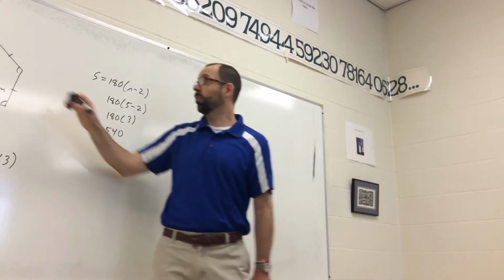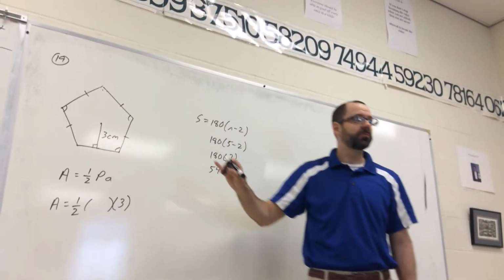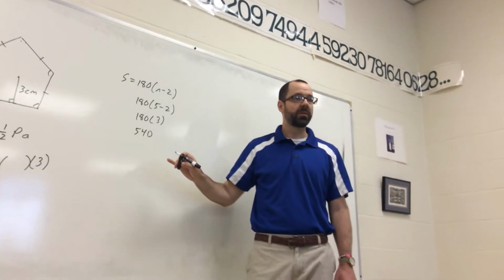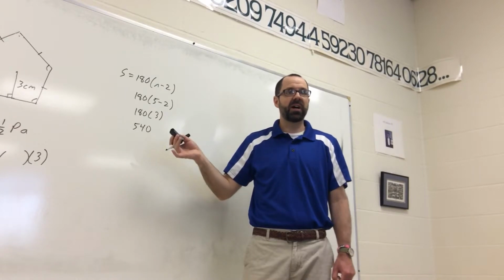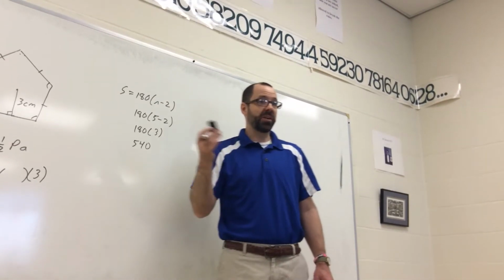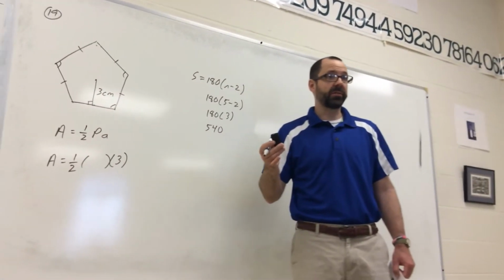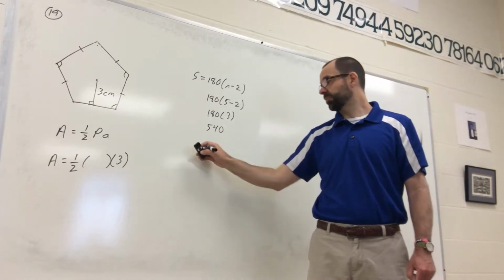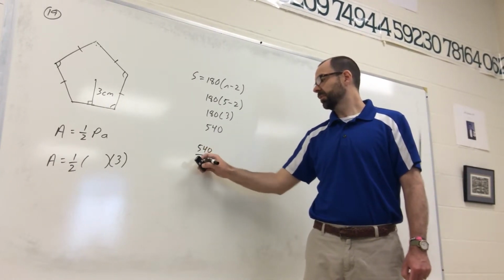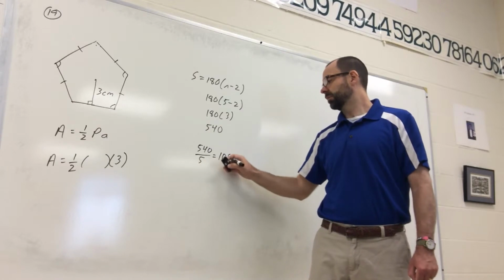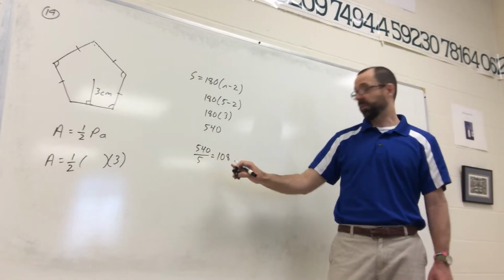So how can I figure out what one of them is? Divide by how many sides there are. Yeah, just divide by 5, because there's 5 angles. Now, on a different pentagon that wasn't regular, they wouldn't all be the same. But on this one, they're all the same. So you take 540 divided by 5, and you get 108.